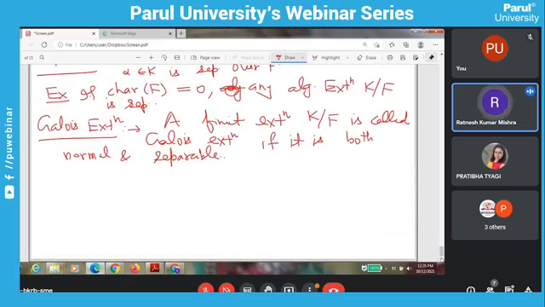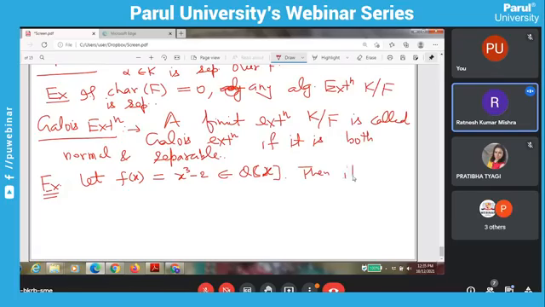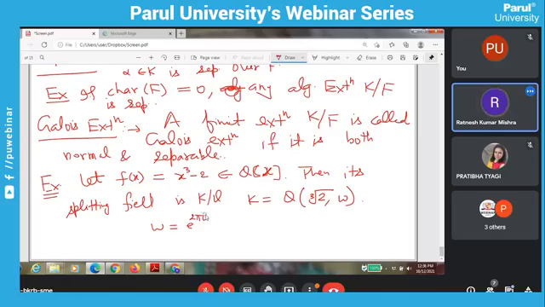So now an example, and this is the last example. Suppose f(x) equal to x cube minus 2 belongs to Q[x]. Then its splitting field is K over Q, where K is Q adjoined with W, where W is e raised to the power 2 pi i by 3. So it is a Galois extension.